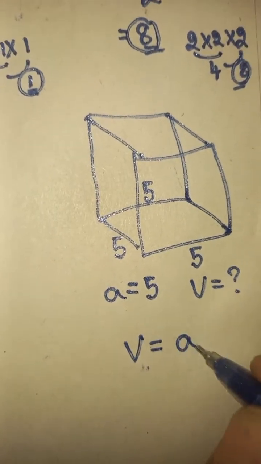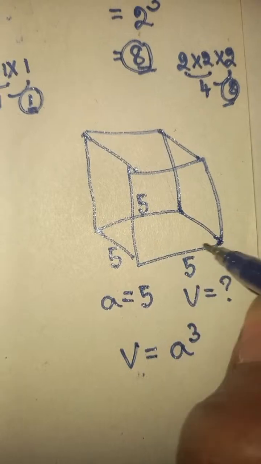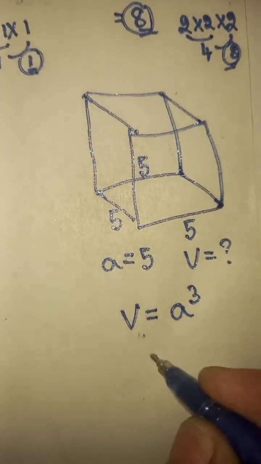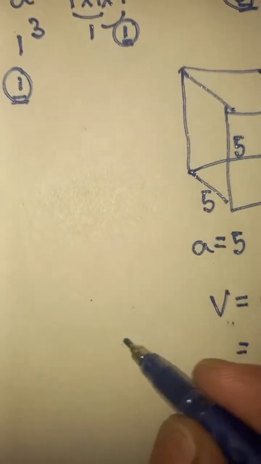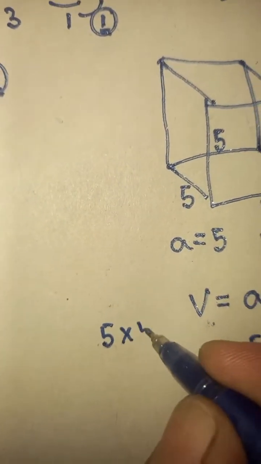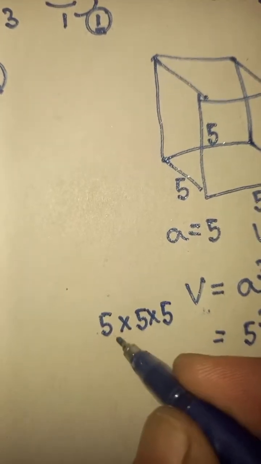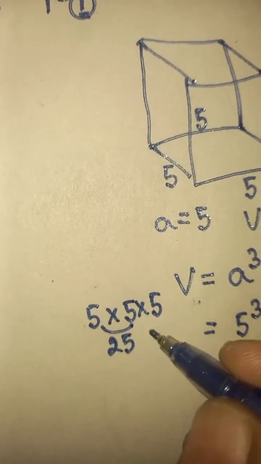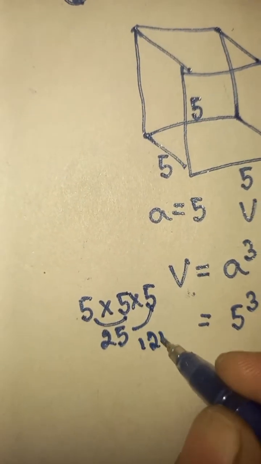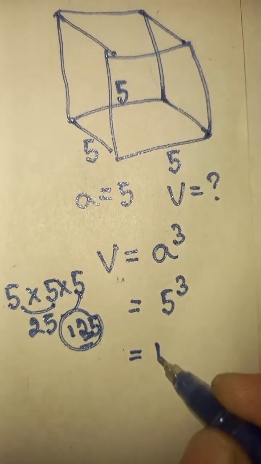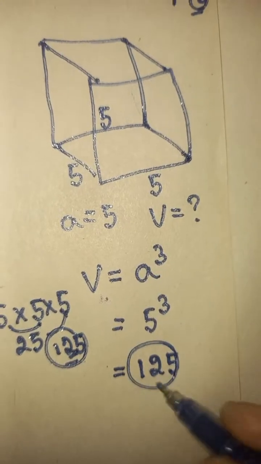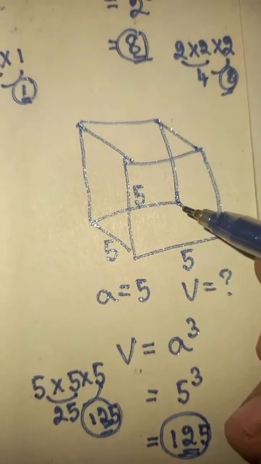The volume of the cube is a cubed. Here a is the edge length. So it's going to become 5 cubed. 5 cubed means you can start by writing 5 times 5 times 5. 5 times 5 is 25. 25 times 5 is 125. So 125 cubic units is the actual volume of this cube.